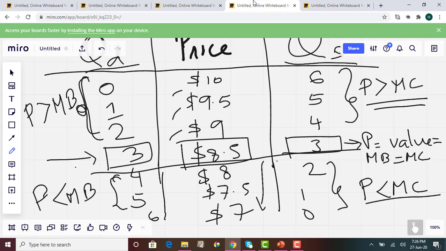So that's how you will classify. Only in this scenario price is equal to value, but in these other scenarios price and value are differentiated, and in economics we have to know that.